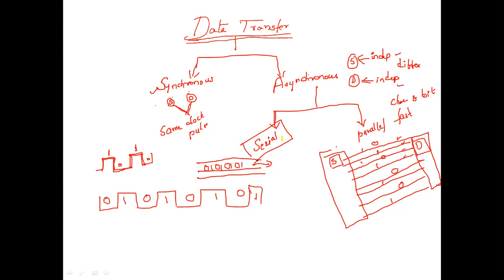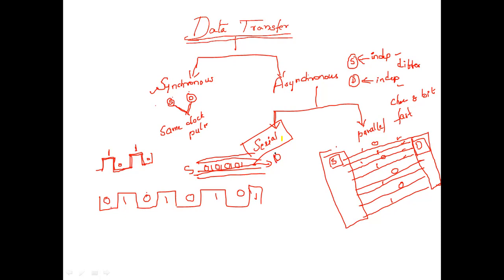In this asynchronous serial transfer, in a single wire, we transfer the data serially, one by one. All the bits are transferred from source to destination, one bit after another. Here is the representation of how we represent the bits. The 0 indicates the falling edge and 1 indicates the rising edge. So this is the source, the sender, and this is the receiver, the destination.